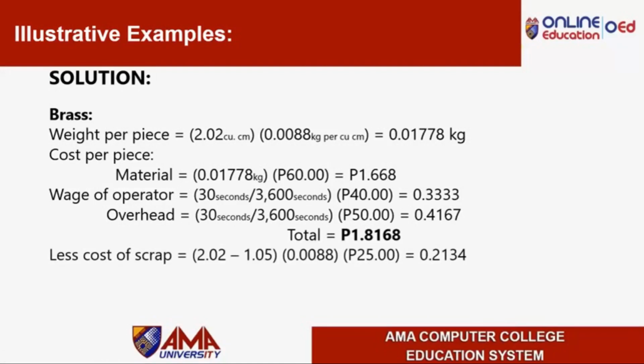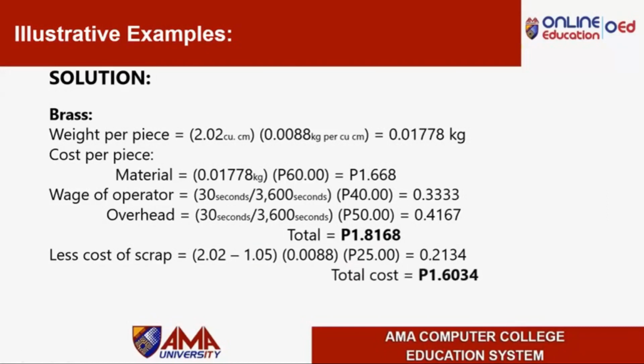But we still have to subtract the cost of the scrap. If you still remember, we have the additional fee of 25. So we have to deduct the cost of the scrap. This is the required volume, 2.02, and this is the finished volume, 1.05. So 2.02 minus 1.05 multiplied by the brass weight, 0.0088, multiplied by the price of the scrap, which is 25 pesos, is equal to 0.2134.